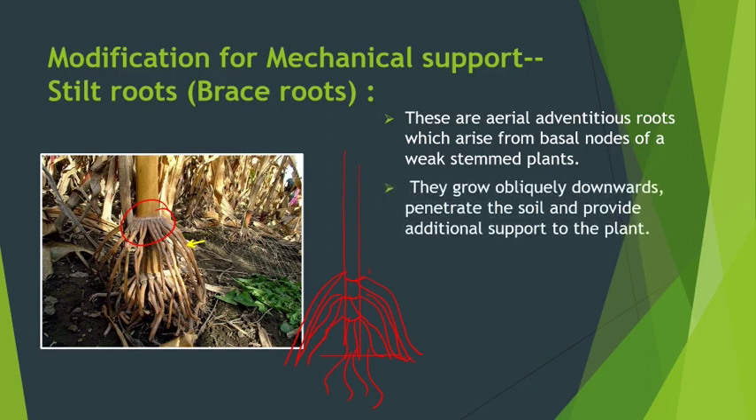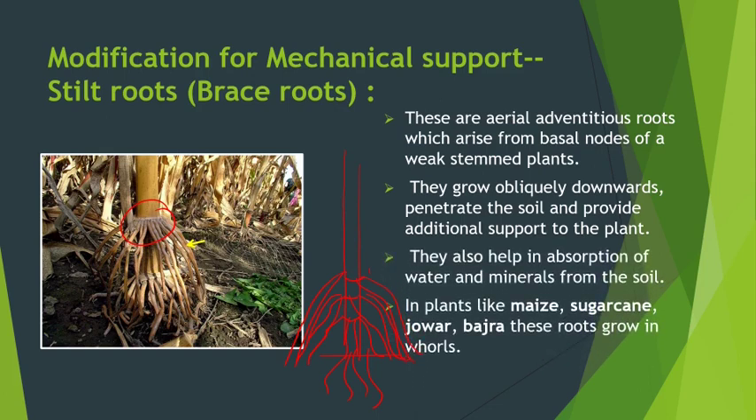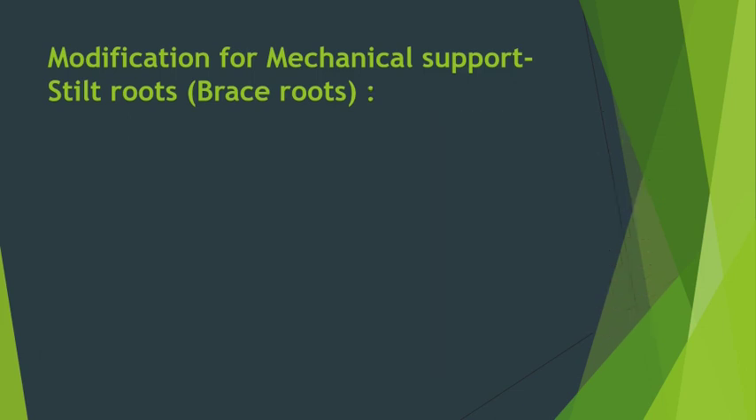Sometimes they also help in absorption of minerals and water and provide additional support. Such type of roots are found in monocots such as maize, sugarcane, jowar, bajra, etc. And they are usually growing in holes. So these roots are stilt roots, modification of adventitious roots for support.